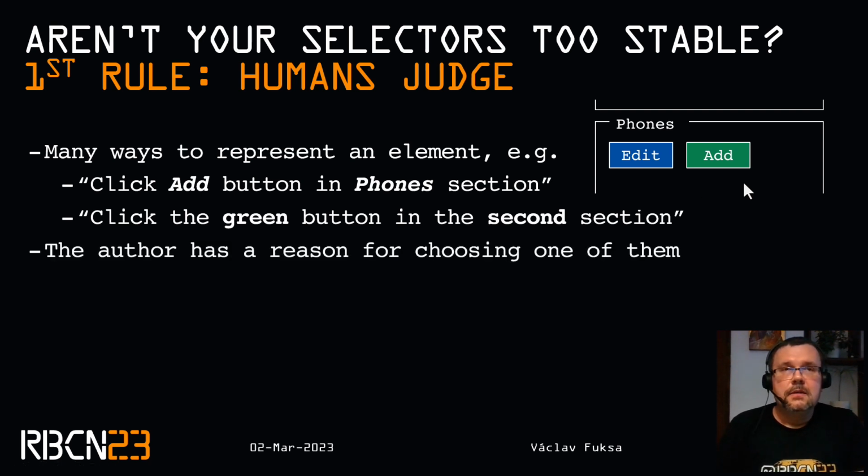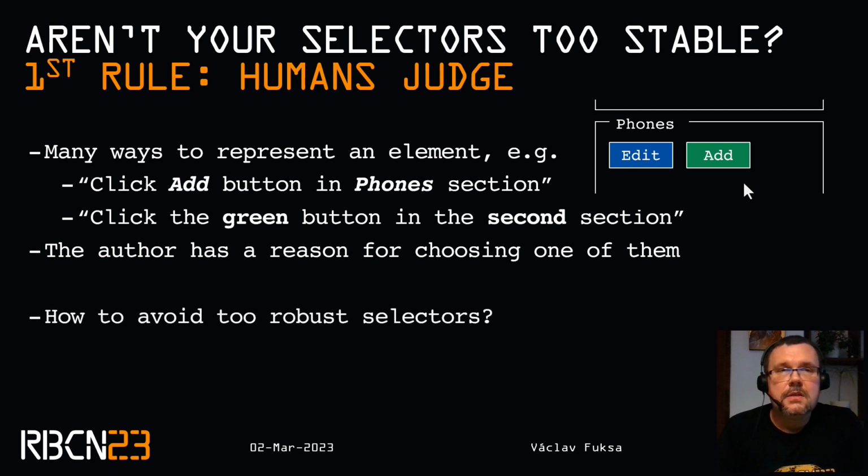And now we are coming to the very important question: how to avoid too robust selectors? The answer? We need to trust the authors that they were able to judge what users perceive and how they tend to think when using the application. In our example above, the one who decides which description and which corresponding selector is more appropriate should be a human.